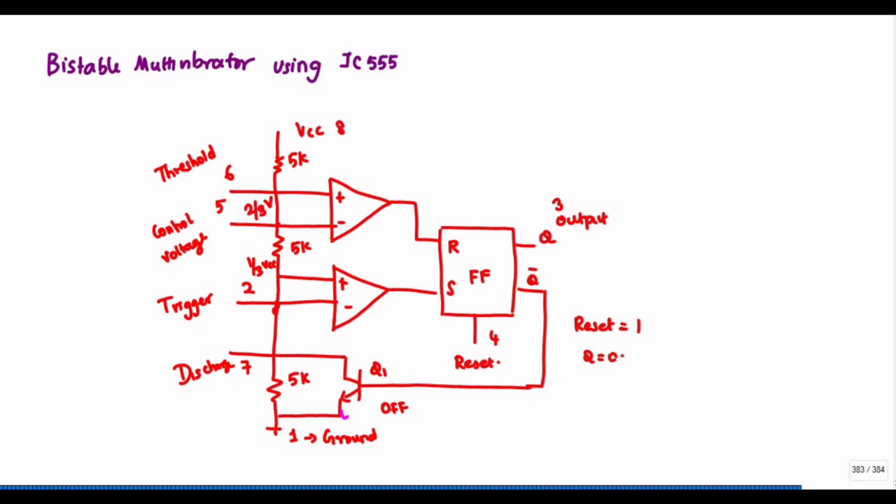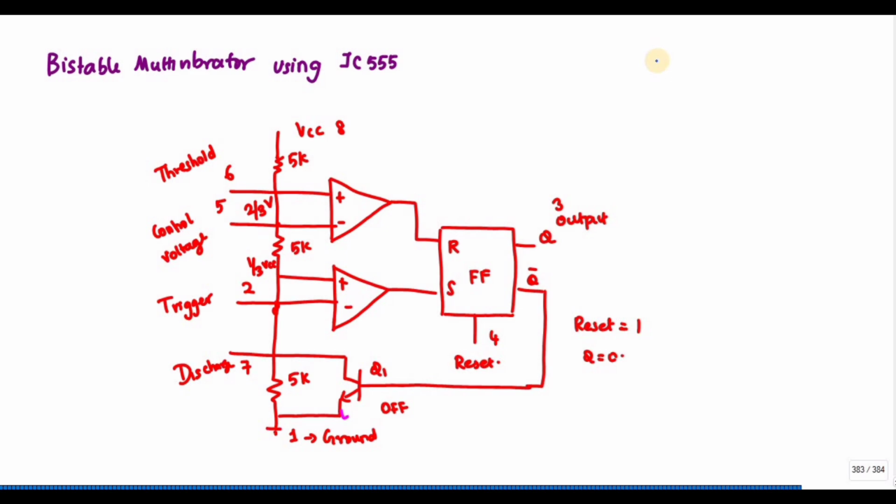In this video, we are going to discuss the bistable multivibrator using IC555. So what does bistable mean? It has two stable states, right? One is 1 and another one is 0.